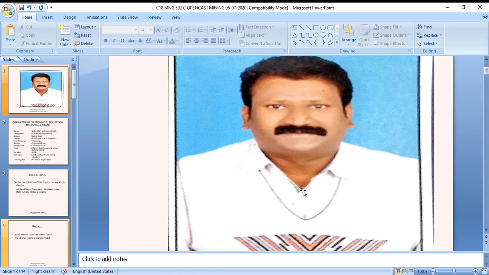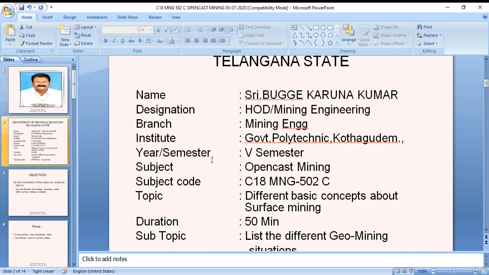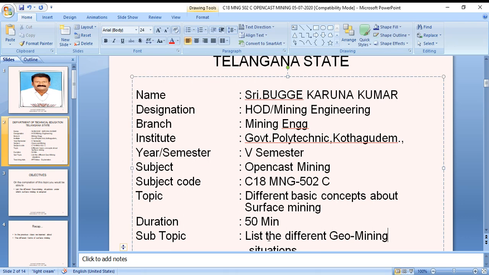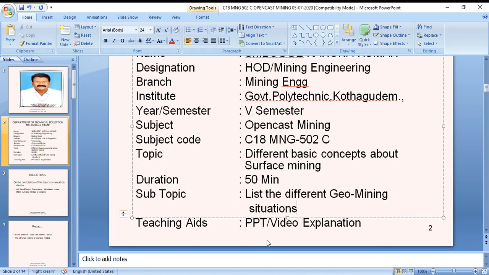Today you are going to learn the second video lecture, Surface Opencast Mining. The topic today is Opencast Mining, different basic concepts about surface mining. The subtopic mentioned here is to list the different geo-mining situations for the open cast designing concepts.